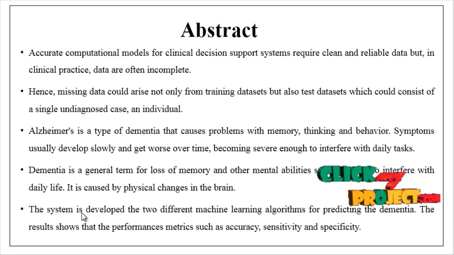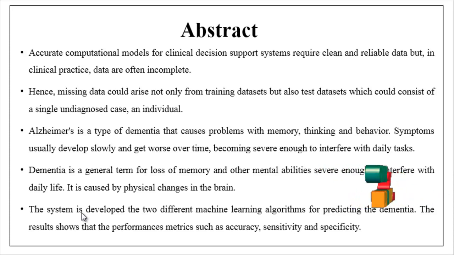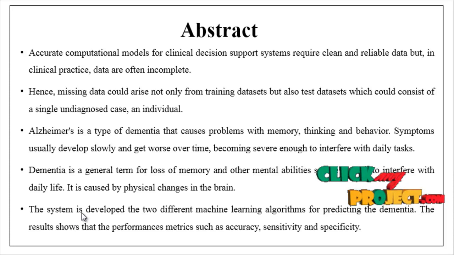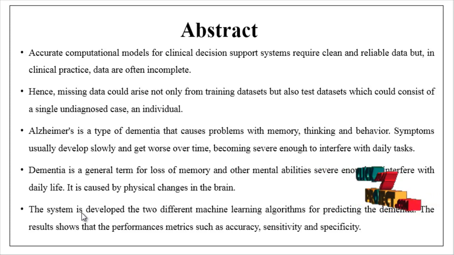Alzheimer's is a type of dementia that causes problems with memory, thinking, and behavior. Symptoms usually develop slowly and get worse over time, becoming severe enough to interfere with daily tasks. Dementia is a general term for loss of memory and other mental abilities severe enough to interfere with daily life. It is caused by physical changes in the brain.